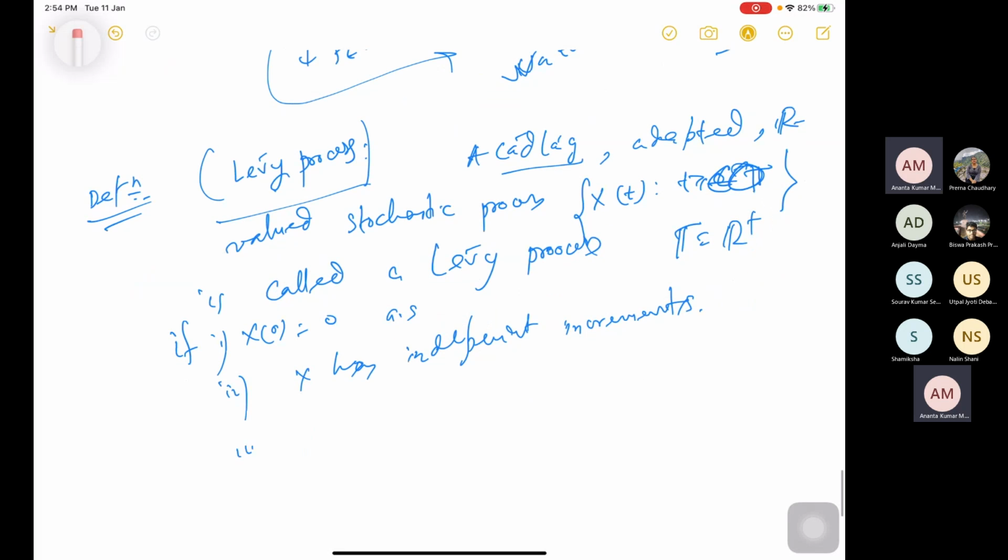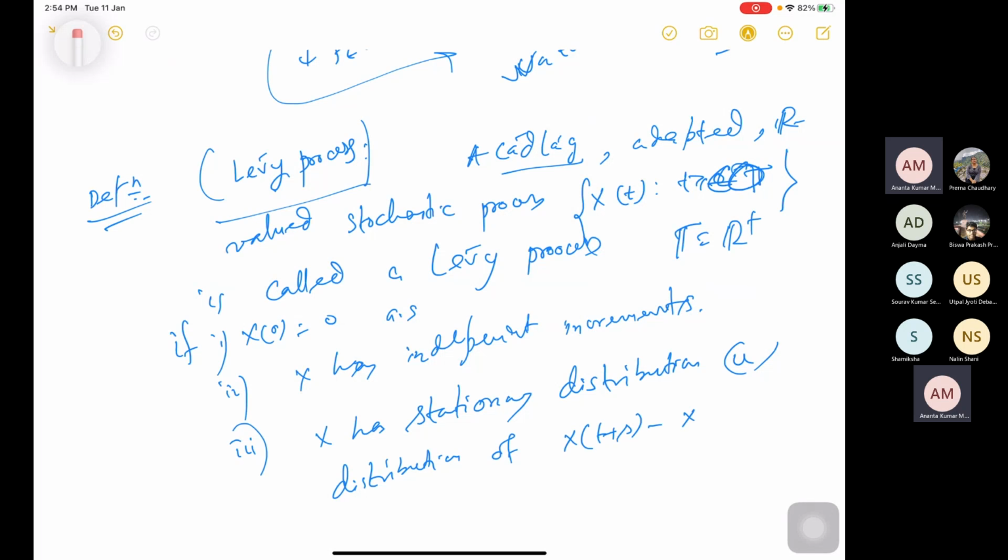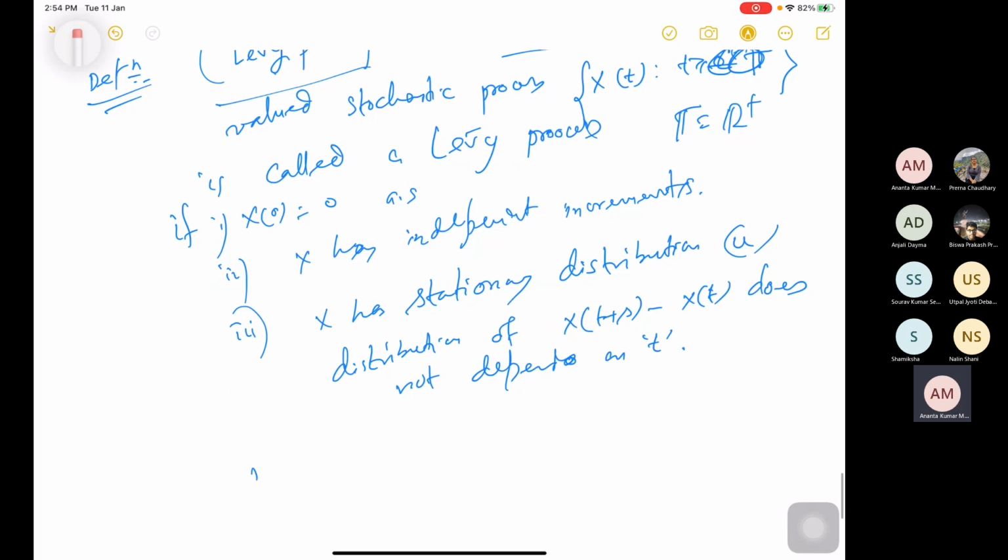Okay, and third, it has stationary distributions. That is, the distribution of X(t+s) minus X(t) does not depend on t. And most importantly, you see that X is stochastically continuous.